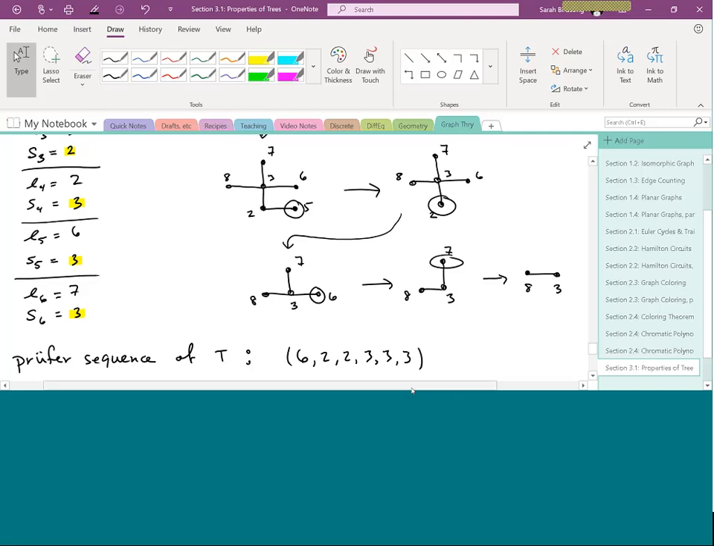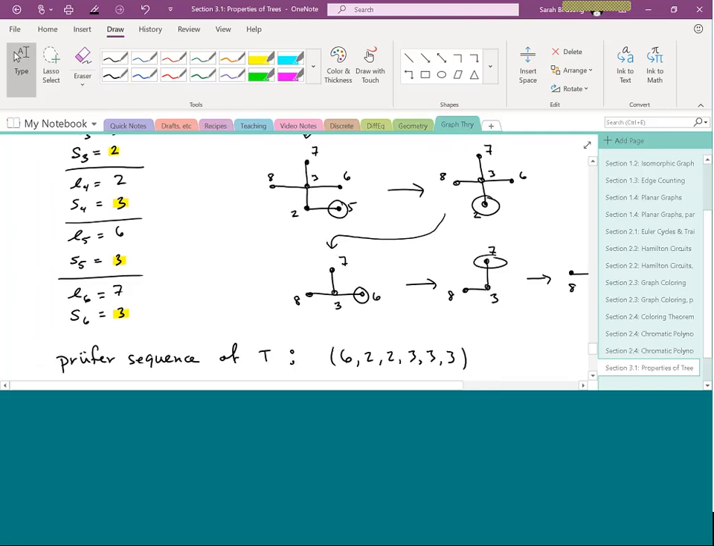Okay? So what we did is we then looked at all of the S with the subscripts, and those were our sequence. So the Prüfer sequence that corresponded to our given tree that was back up there looking like a guy sitting down and waving his hand was 6, 2, 2, 3, 3, 3. Okay. So that's where we ended.